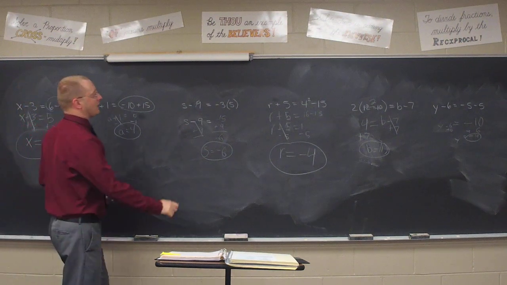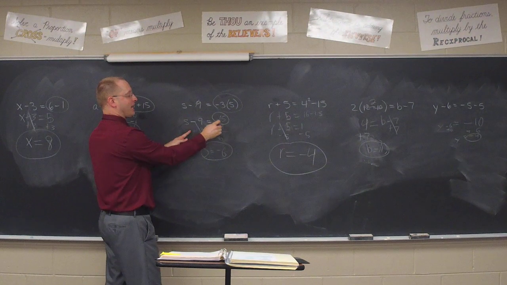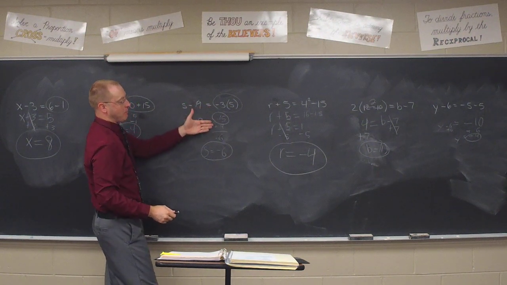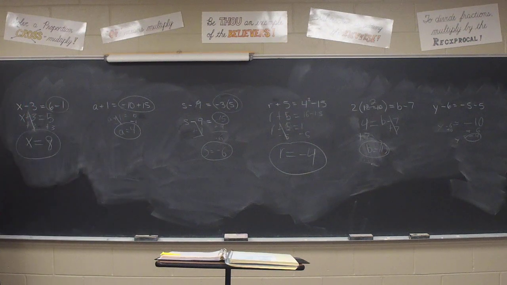On the third one, Elaine multiplied the negative 3 times 5 to get a negative 15. Then she put a plus 9 on both sides, and negative 15 plus 9, when you subtract, keep the sign of the greater, gives us negative 6. How many had negative 6 for number 3?